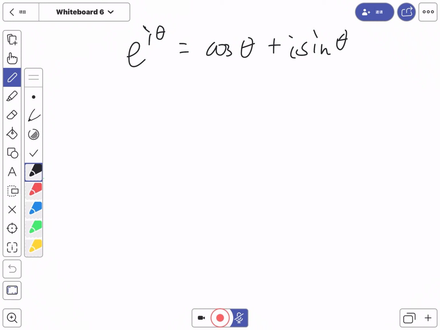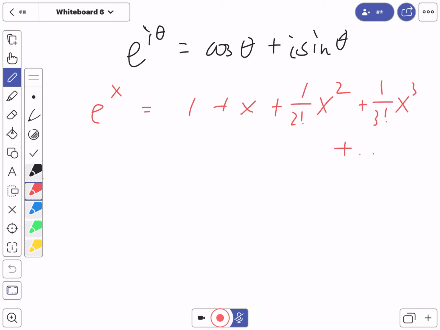Last time we proved that e to the x can be written as 1 plus x plus 1 over 2 factorial times x squared plus 1 over 3 factorial times x cubed, and then plus 1 over n factorial x to the nth power as n goes on to infinity.